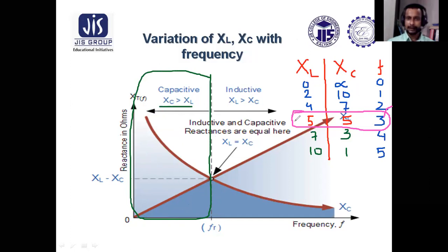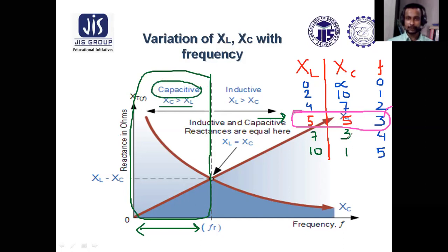See here, till resonance, which one is greater? XL goes from 0 up, XC starts from infinity and decreases. So till resonance, XC is greater than XL. What does this imply? This implies that before resonance, the capacitive reactance will be more than inductive reactance, so XC is greater than XL.